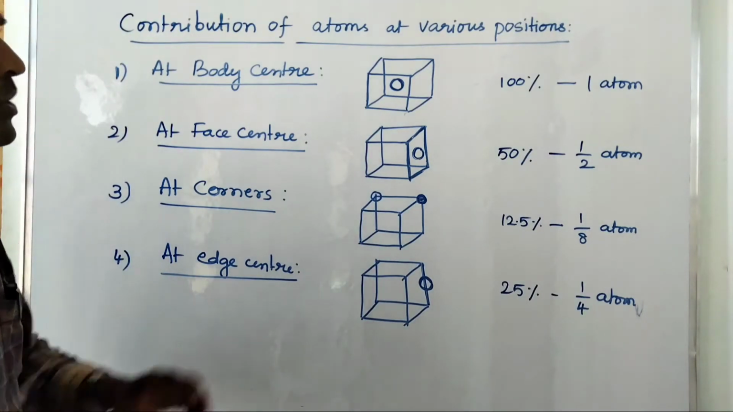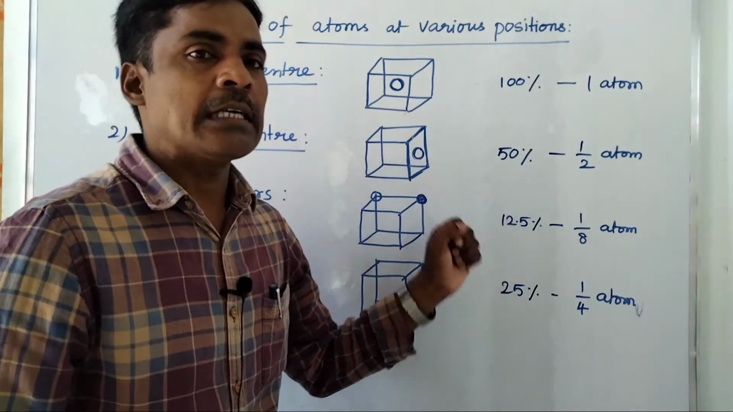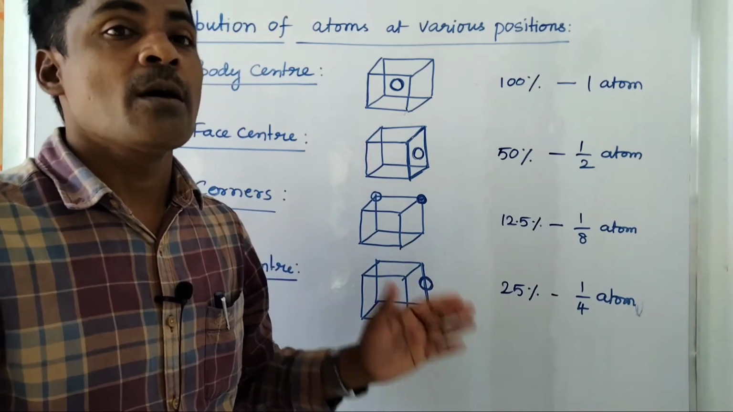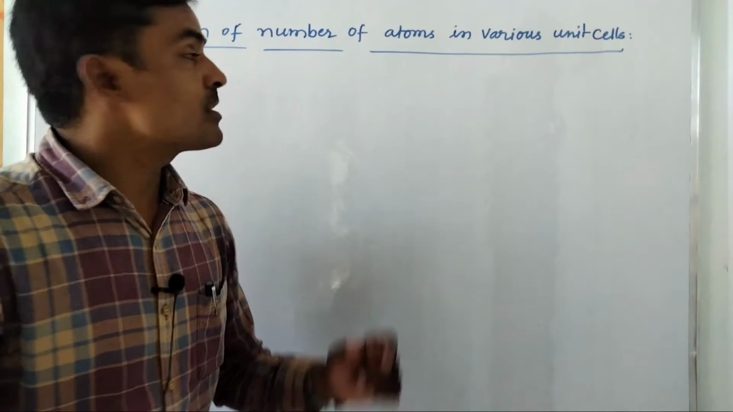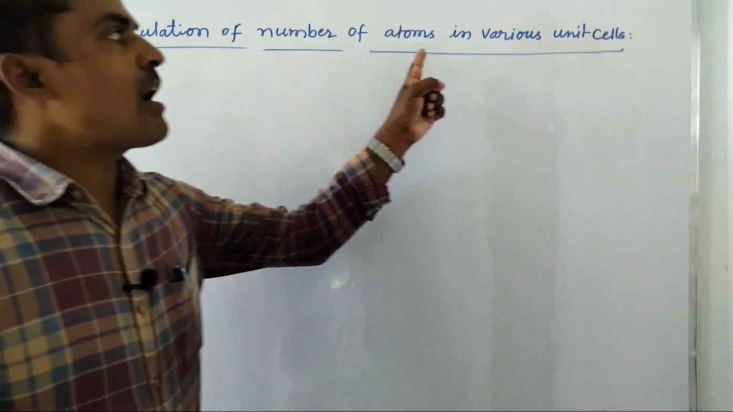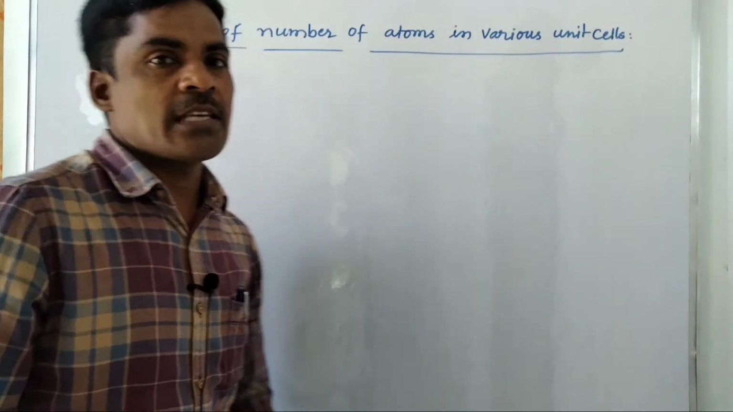So this is the contribution of atoms at various positions of unit cells. This is very useful for the calculation of number of atoms present in various unit cells. Got it?